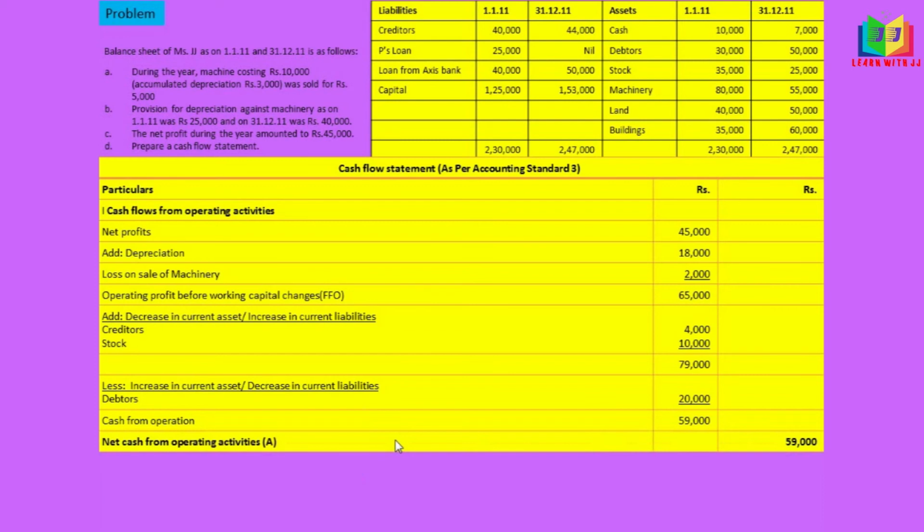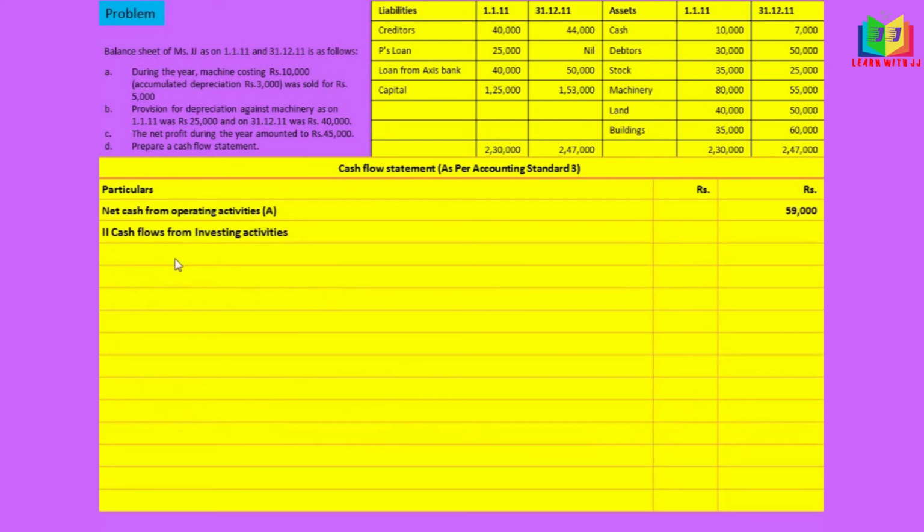And now we'll do the second part, that is investing activity. With this investing activity, first we have to write the sale of machinery. We have that 5,000 that is to be written. Sale of machinery I have written, and we'll check with other assets. Machinery we finished, and land. See, in opening we have 40,000 and in end it is 50,000. So 10,000 worth land was purchased. So that we will write as purchase of land.